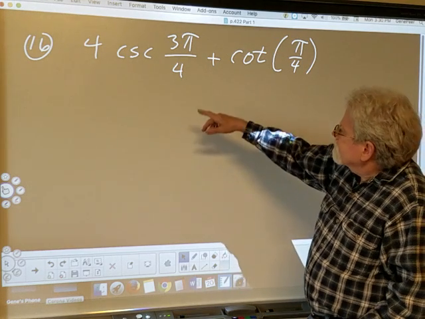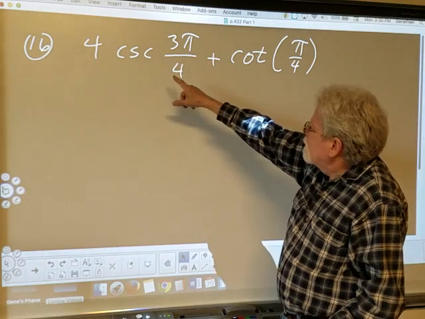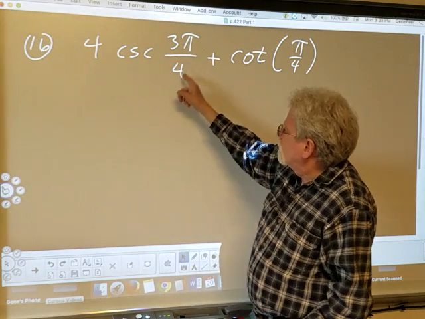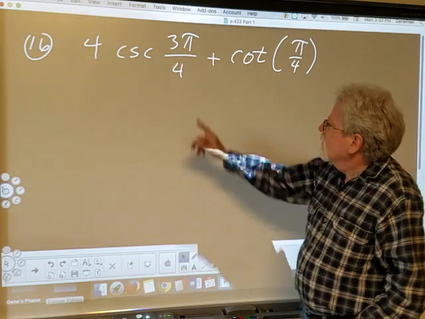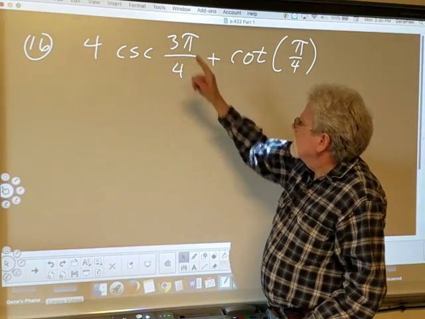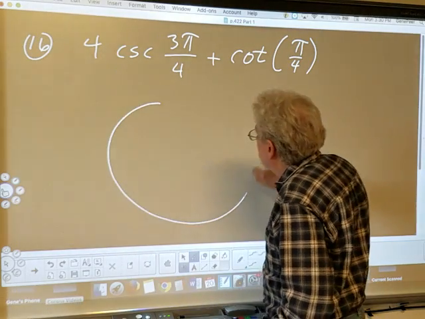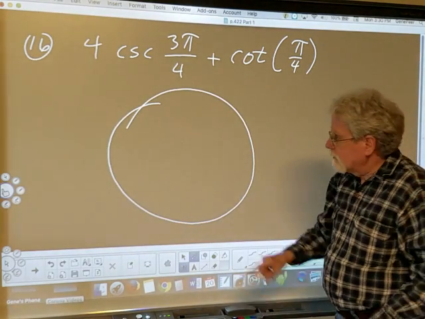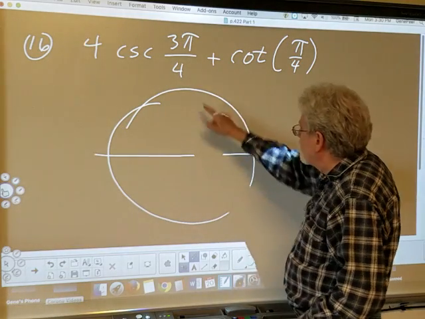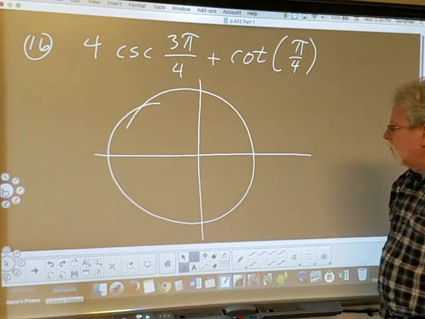Now, what do we do with this? We've got to figure out the cosecant of 3 pi over 4. Forget about that 4 for the moment. Let's just get the cosecant of 3 pi over 4. It would be, first of all, nice to understand what 3 pi over 4 looks like. Remember the unit circle? It's been a while since we've seen it. Oh, that's a terrible circle.